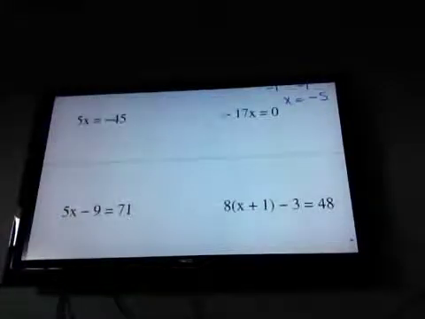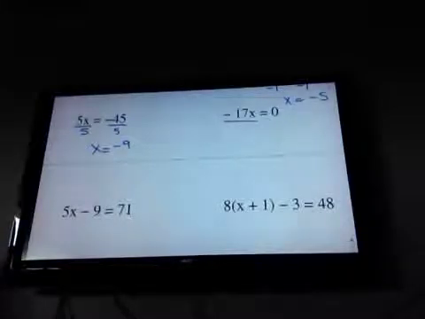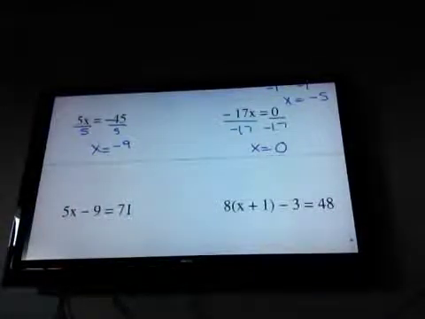All right, here we're multiplying, so we're going to divide to undo. So divide by 5. X is -9. Divide by -17. Don't add it. X is 0. 0 divided by anything is 0.